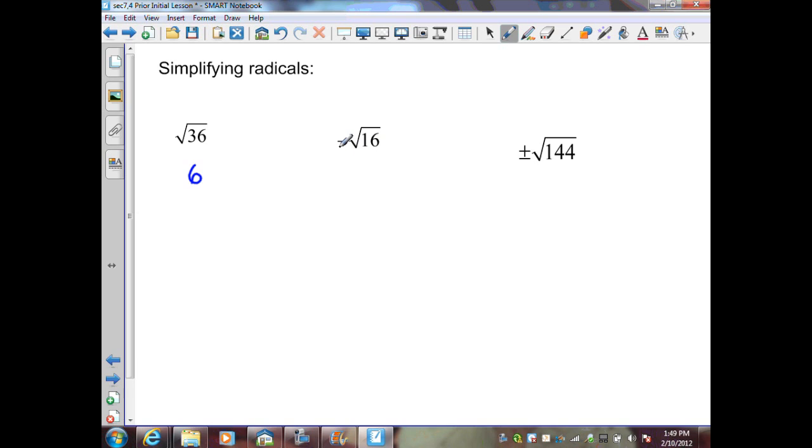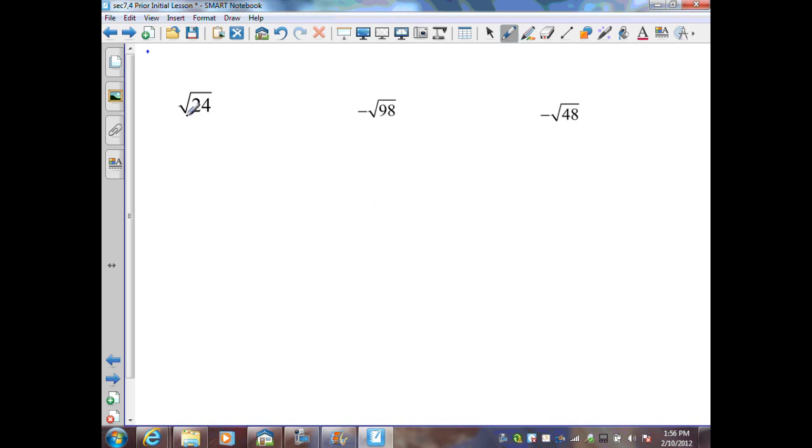Here, I have the negative square root of 16. Therefore, the square root of 16 is 4. And 4 times a negative 1 is a negative 4. Here I have plus or minus the square root of 144. The square root of 144 is 12. 12 times a positive 1 is 12, and 12 times a negative 1 is negative 12. So therefore, this is still a plus or minus 12.